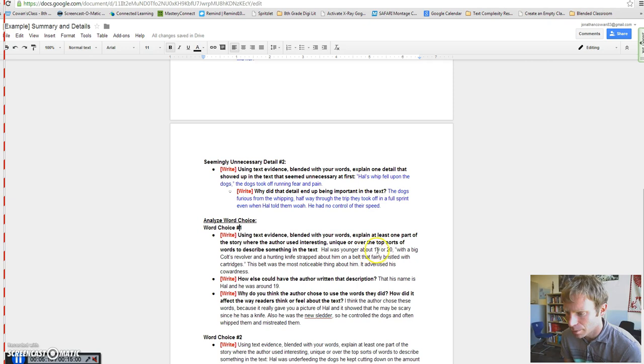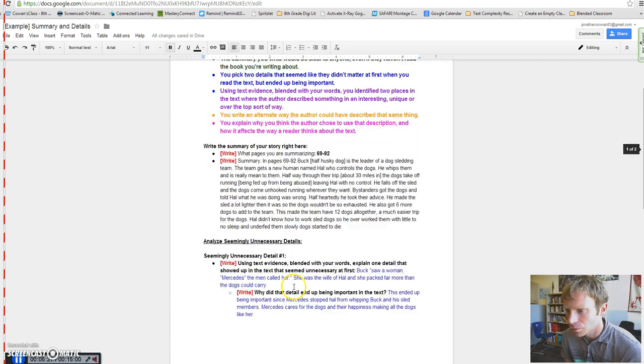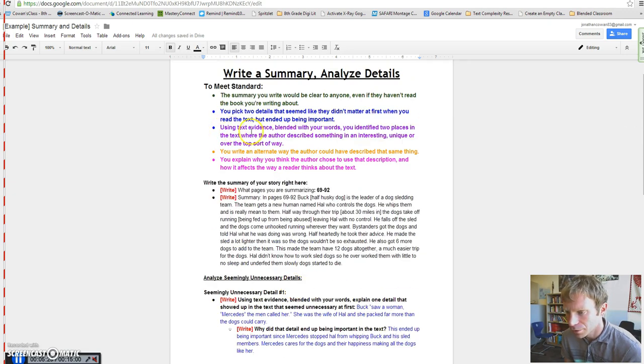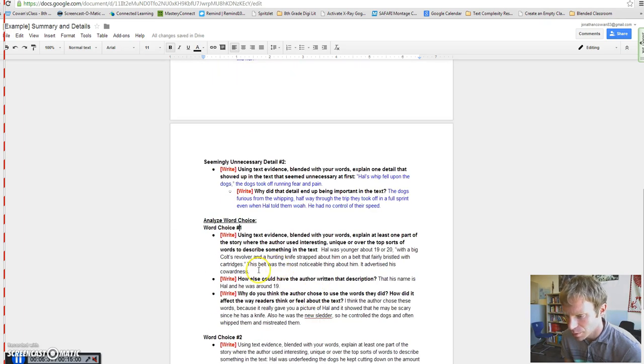They said, Hal was younger, about 19 or 20, and here's where the author's words start: with a big Colt's revolver and a hunting knife strapped about him on a belt that fairly bristled with cartridges. This belt was the most notable thing about him. It advertised his cowardness. So right here, that's the purple: text evidence blended with your words for an interesting description.